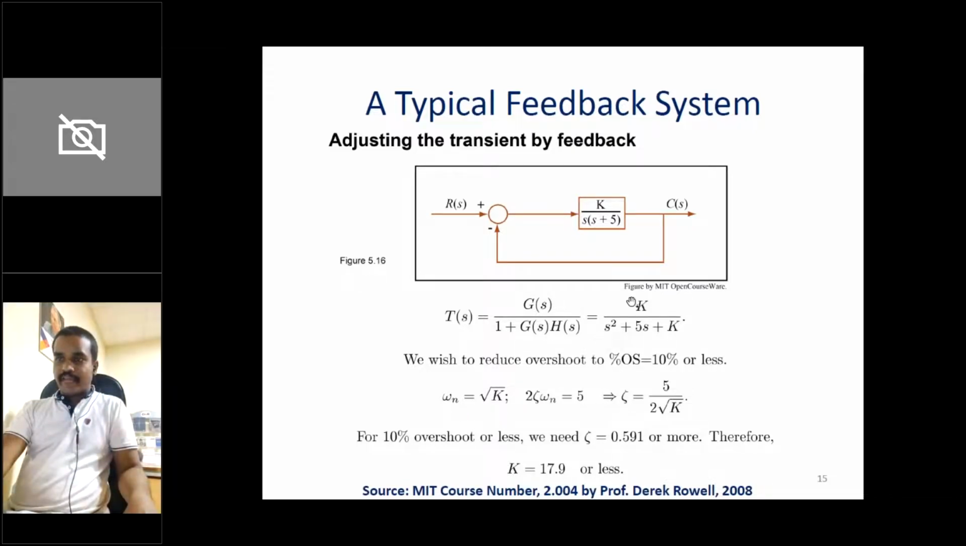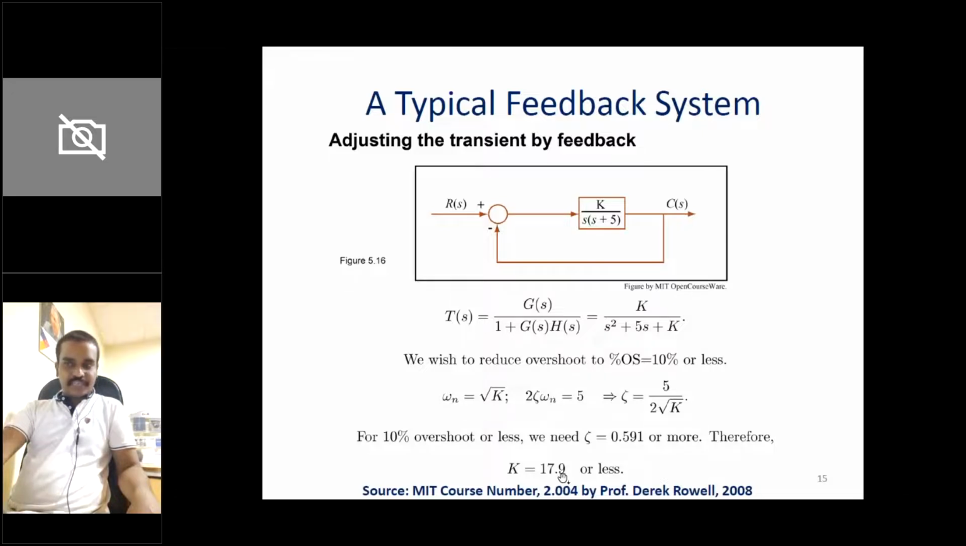Equating to the standard second order system, omega n square by s square plus 2 zeta omega n s plus omega n square, we have already seen omega n equal to root over k, and 2 zeta omega n equal to 5. Hence zeta equals 5 by 2 root k. For 10% overshoot or less, we need zeta of 0.5 or more, and therefore k equal to 17.9 or less.